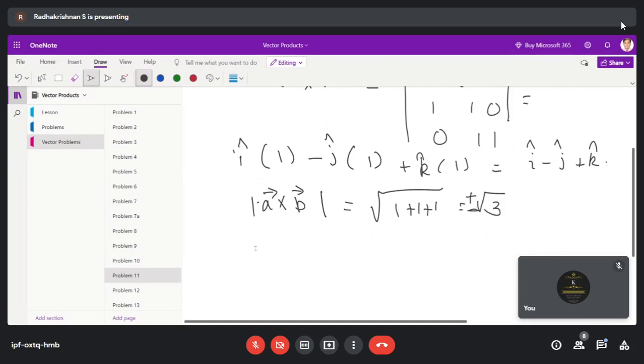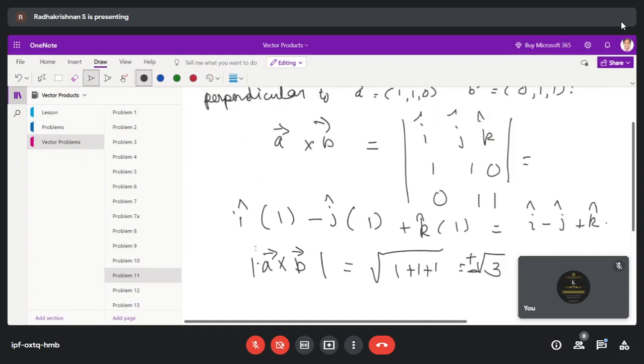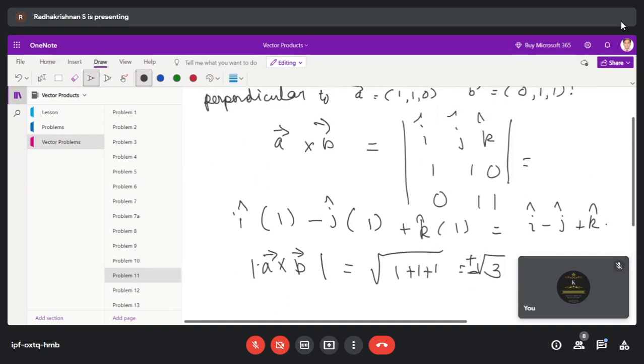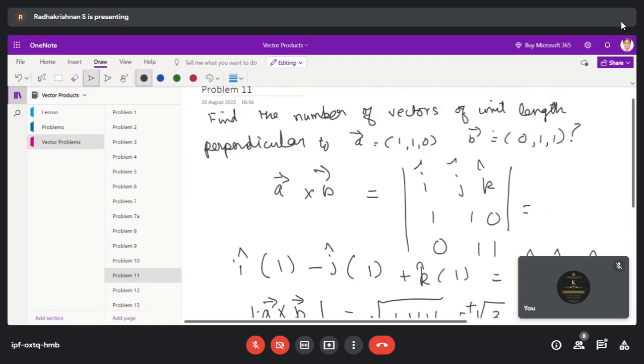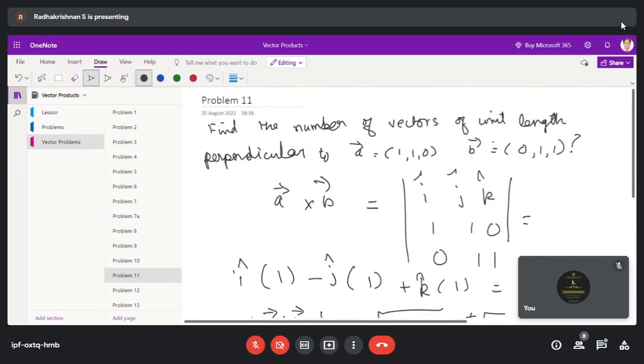Sir, only if we take the root should we put plus or minus? When you determine the value of the determinant, it can be plus or minus root 3. Both will come there. When you take square root of this 3, it will have two values, plus root 3 and minus root 3. So plus root 3 into plus root 3 is also 3, minus root 3 into minus root 3 is also 3.